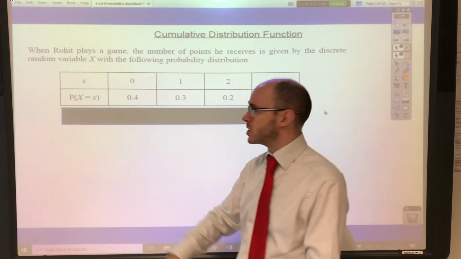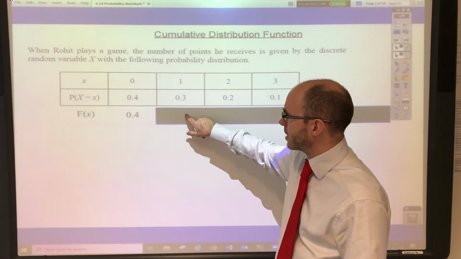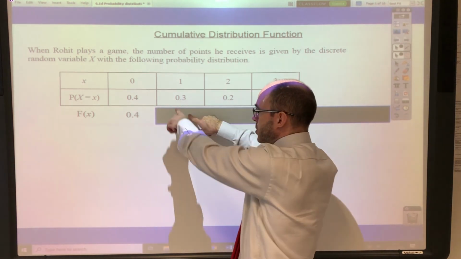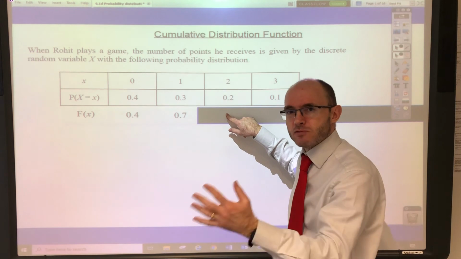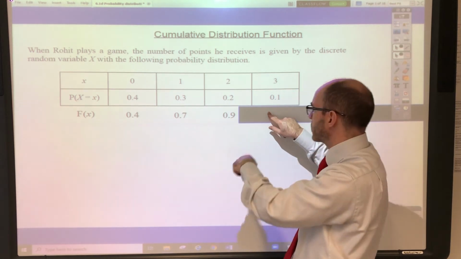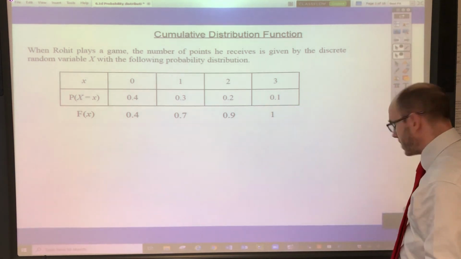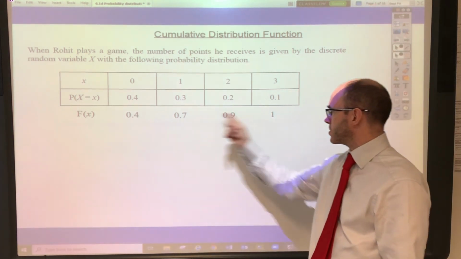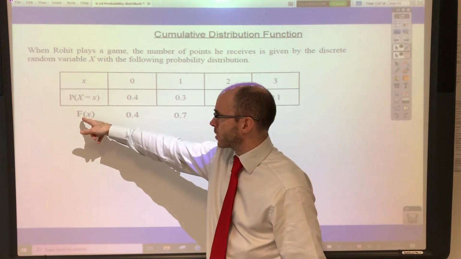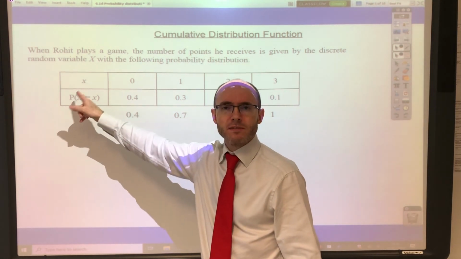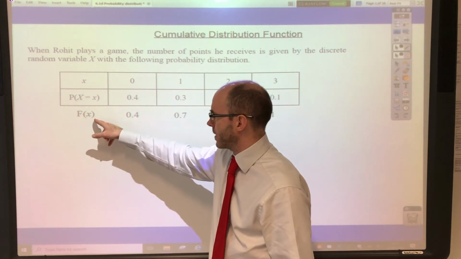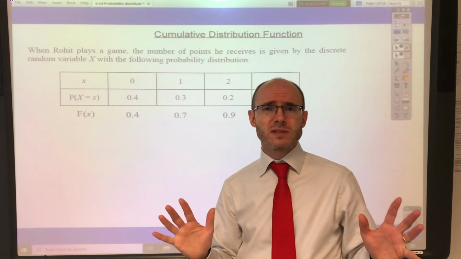The cumulative distribution looks like this. You just add up as you go along. So the first probability, 0.4, added to the second probability, makes 0.7 as a running total. Added to 0.2, makes 0.9 as a running total. And of course, all of them must sum to 1. So it's not surprising that the last value there is 1. Incidentally, this is capital F of x. So P of x for the probability. For the cumulative distribution, it's F of x. And that's all it is. That's all I need to say about that.